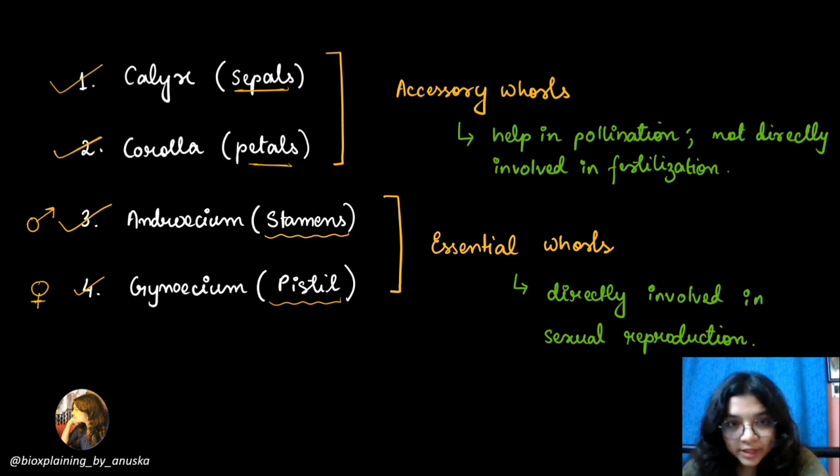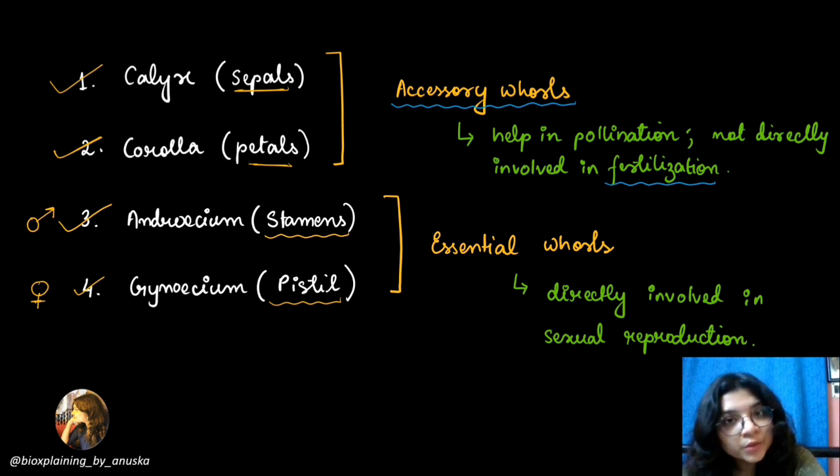So what we know is the first 2 whorls of the flower are not directly involved in fertilization. Or in other words, I can say that these 2 whorls are not directly producing the gametes which will help in the sexual reproduction. So what is the function of these 2 whorls? They are going to protect the further inner whorls. They are going to call the insects or other pollinators to help in the pollination process. So they are basically helpers. So hence we call them to be the accessory whorls.